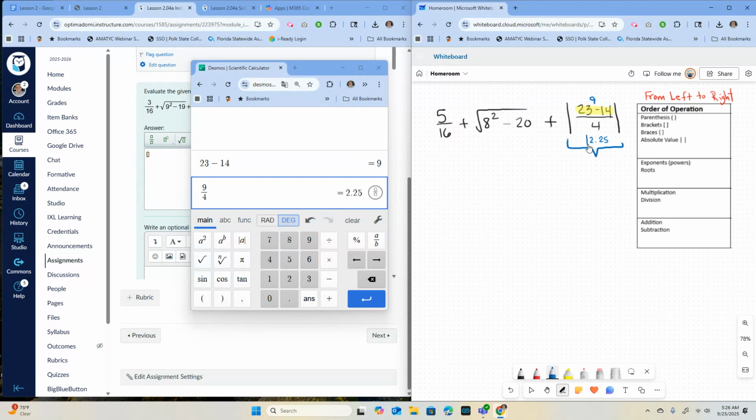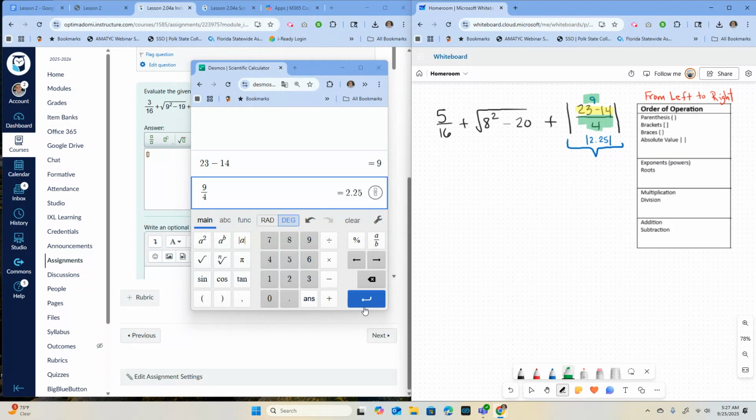However, I need to keep those bars. The only thing I did is I worked inside. Let me change the color here. I worked inside the whole thing, 9/4. That's what I did in my calculator, and I got 2.25, but I had to keep those bars. Now, we haven't seen this yet this year. These bars are called absolute value. That's the name, but I'm not going to explain what it means right now.